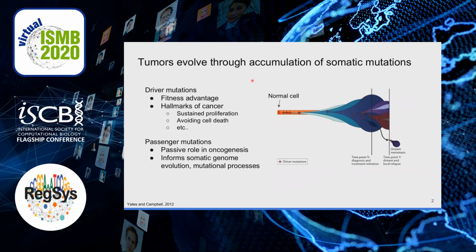So tumors evolve through the accumulation of somatic mutations. This is nicely visualized by this familiar diagram shown here. Initially, we have a normal cell that over time acquires driver mutations and eventually develops hallmark properties of cancer, such as sustained proliferation, avoiding cell death, and so on. These now tumor cells can give rise to various subclones and even distant metastases.